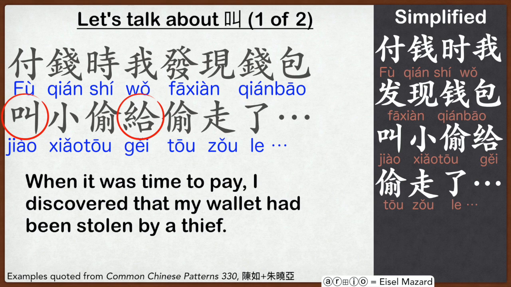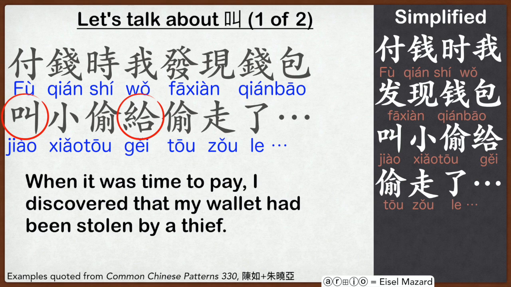This is 时候, the 时, right? So at the time of paying money, 付钱时我发现钱包叫小偷给偷走了。 At the time of paying, that's the first 3 syllables. 付钱时 I discovered 我发现钱包. So if you don't know 钱包, no big deal, but it's a simple noun.